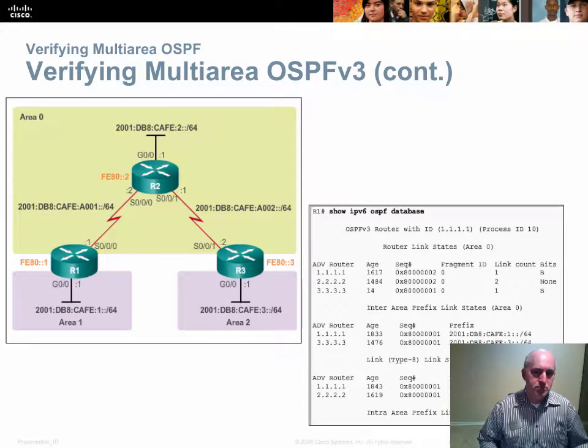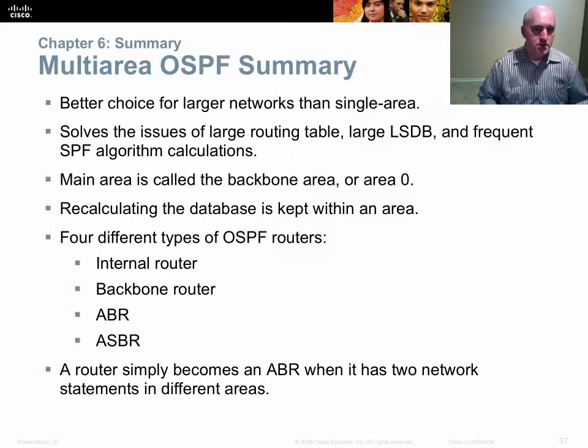This is just going through the same stuff, but with IPv6. So the summary here is multi-area OSPF is going to be a better choice for larger networks than single area. And we talked about some of the reasons at the beginning of this presentation. It solves the issues of large routing tables, large LSDB, that's the database, and frequent SPF algorithm calculations, that's the formula, so CPU intensive. So RAM and CPU intensive tasks are alleviated by creating multiple areas.